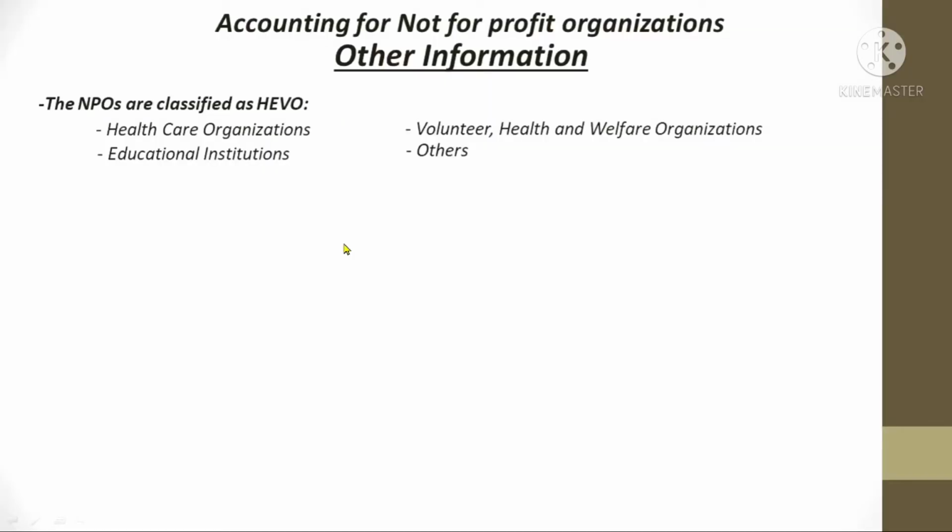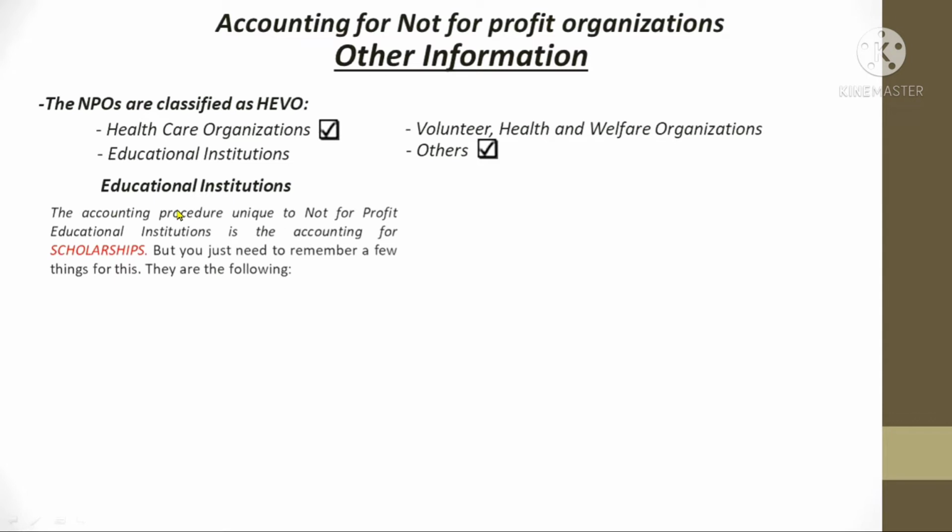Now, let's have a recap first. Again, we are already in the other information that you need to know about not-for-profit accounting. This portion is focused on the unique accounting requirements of healthcare organizations, educational institutions, voluntary health and welfare organizations, and others. In the last episode, episode 12, we finished these other NPOs and healthcare organizations. Now it's time to go to the educational institutions.